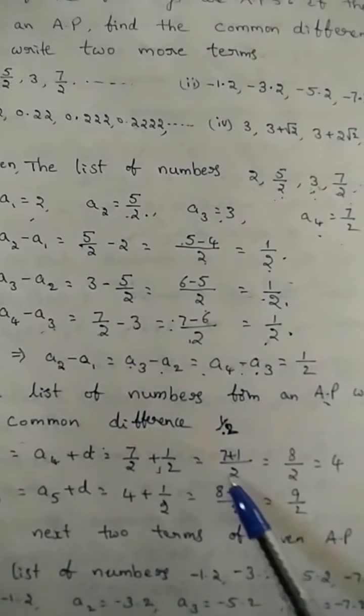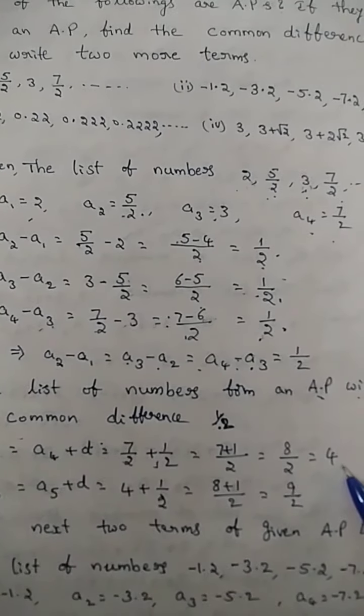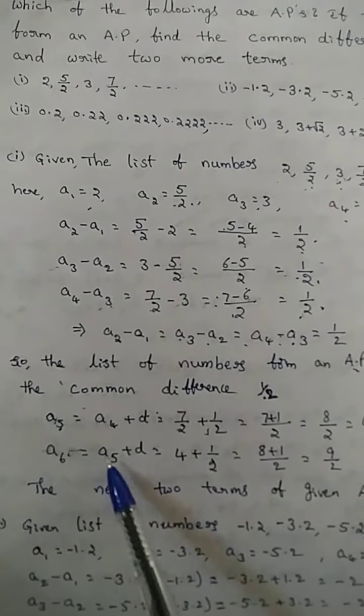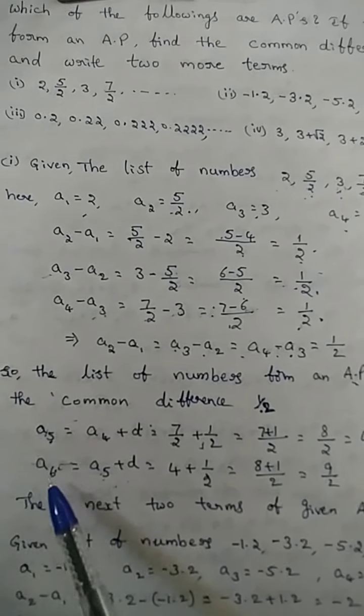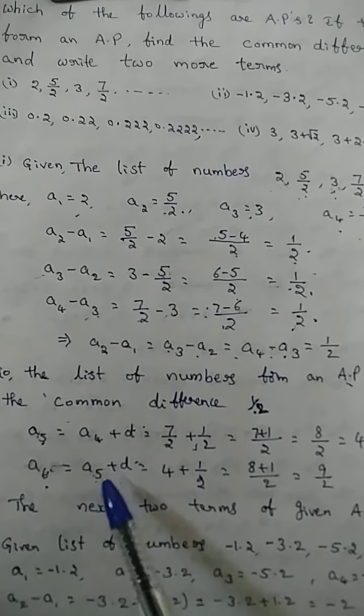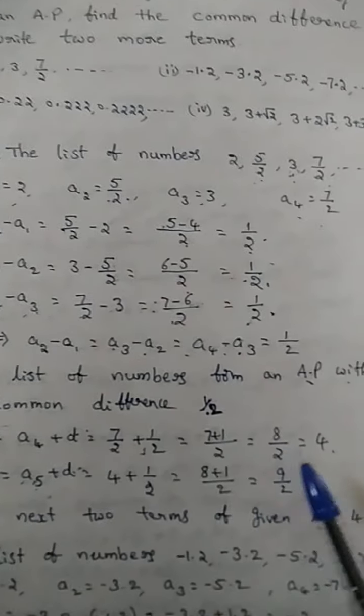7 by 2 plus 1 by 2 means 7 plus 1 by 2 is equal to 8 by 2, that is equal to 4. Then a6, the sixth term, is found by adding the difference to its preceding term. We require the sixth term. The difference is added to which term? The preceding term of the sixth term is the fifth term.